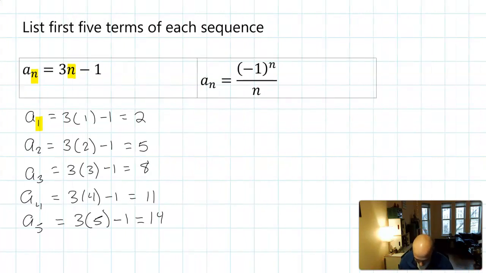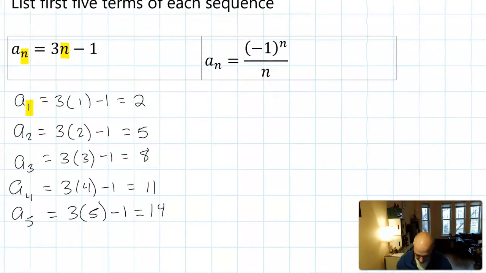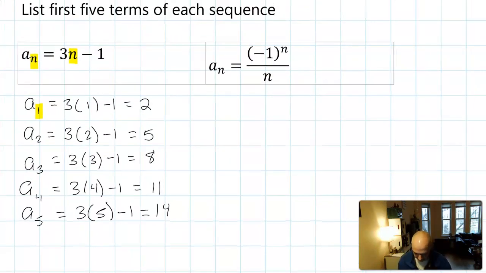For the next sequence, again, I have AN. By the way, it doesn't have to be A. I could call this B or D because there's fractions there. A is just a convenient letter, just like you can use F or G or H when you're talking about functions. So this one's a little goofy because we have a -1 to the n and we have some fractions. But let's work it out.